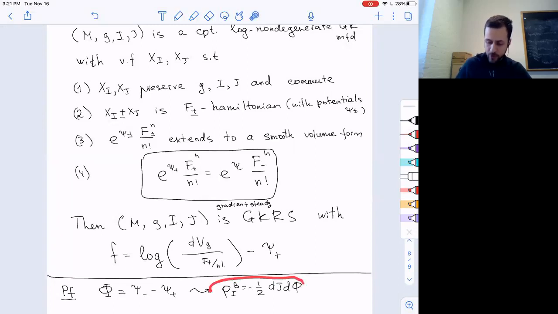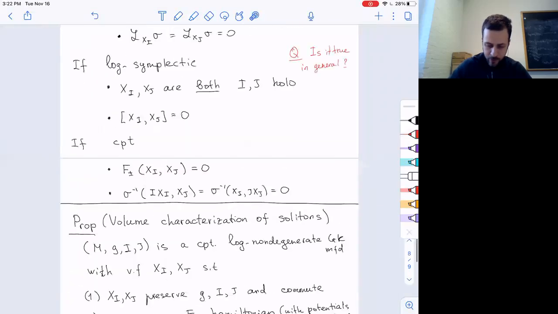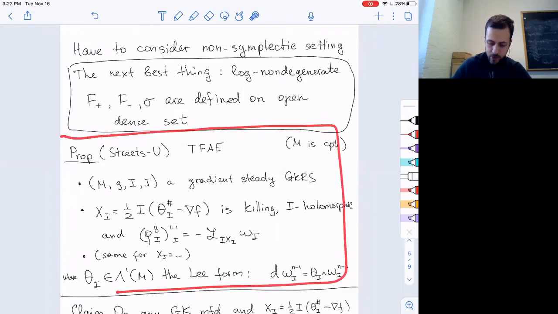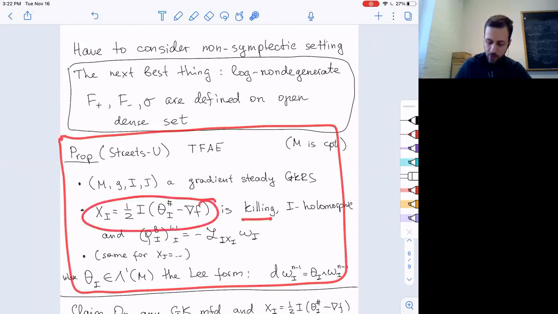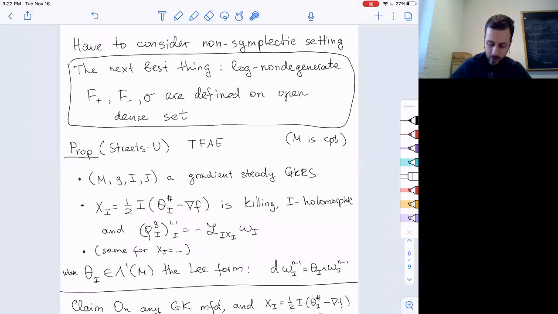Using this formula for the Bismuth-Ricci, essentially all you need to check is the condition from the proposition which I mentioned. Maybe I'll scroll up for a second. We had this characterization of gradient Kähler-Ricci solitons, and we already have a vector field which is Killing and holomorphic. So really everything we need to check is this identity, some formula for the curvature. And this formula for the curvature follows exactly from that identity and the assumptions of the proposition.